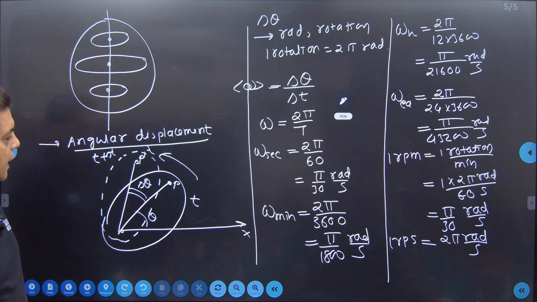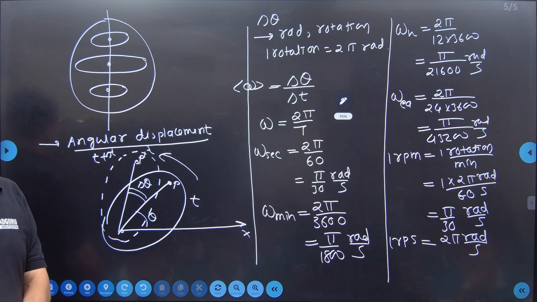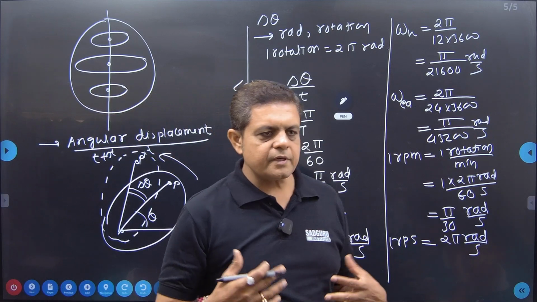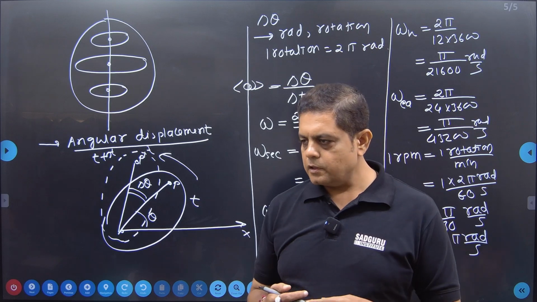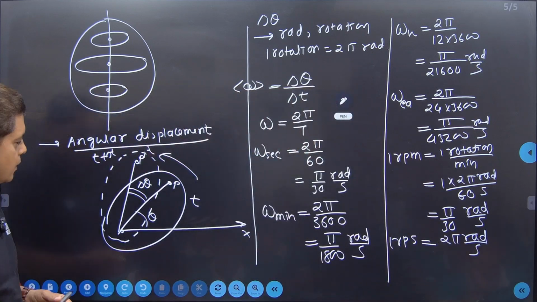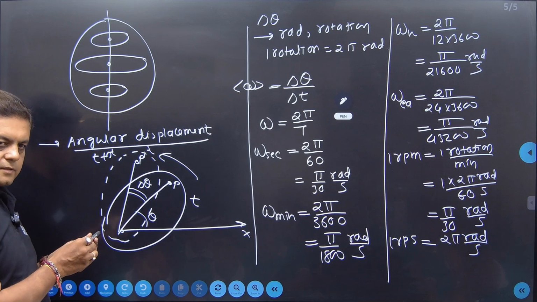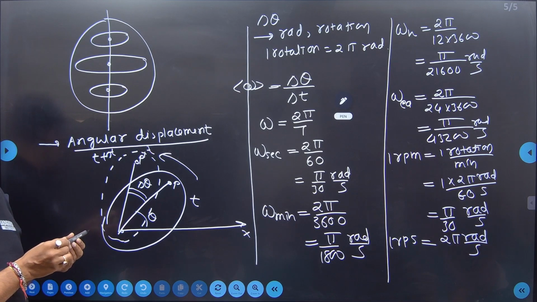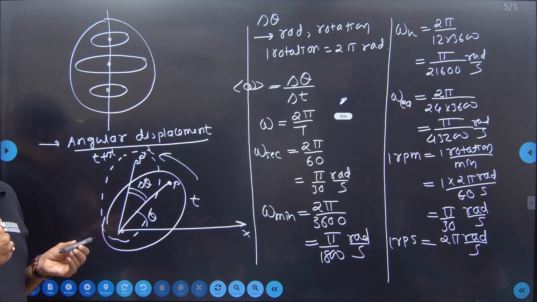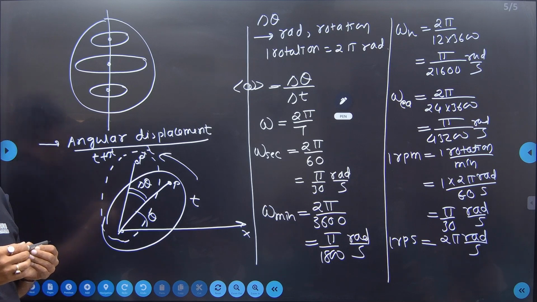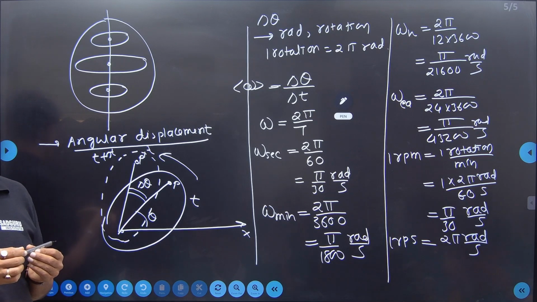Now, the direction of omega. If I have to find the direction of omega, it can be found by many methods, but generally I explain it this way. Consider a normal screw, keep it parallel to the axis, and rotate the screw in the same manner in which the rigid body rotates. Then the direction of the displacement of the screw gives you the direction of omega.